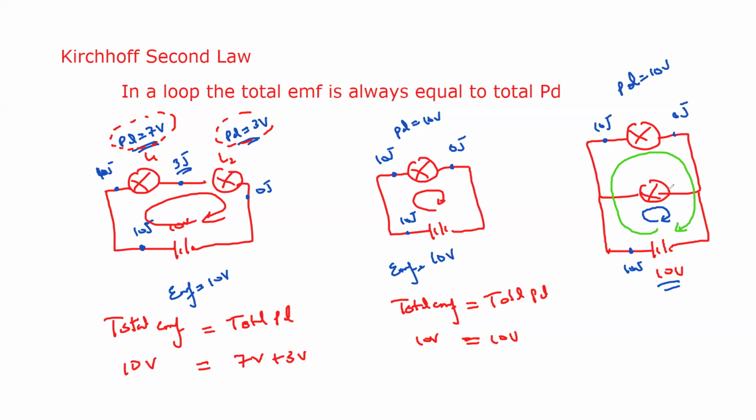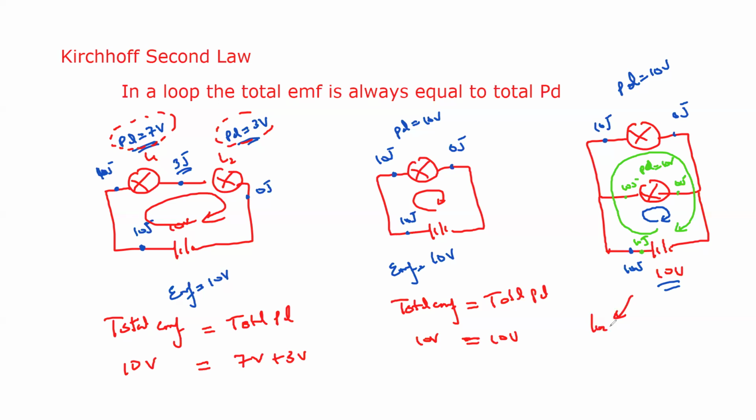It will be 10. Same way, when the charge is passing through the second loop, another charge will enter from the supply, which carries 10 joules of energy. Before it enters, it has 10, and once it passes, it will have 0. It transfers all of its energy. So what is the potential difference in the second loop? It will also be 10.